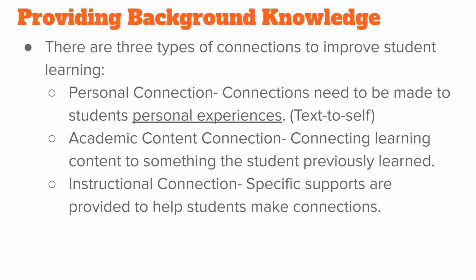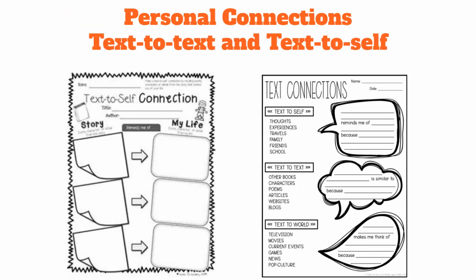The second type is an academic content connection, and the teachers are applying an academic skill to another academic skill or something that they're learning more about. It might also be a spiral, where you learn a basic skill and then you use that skill to learn another skill. An instructional connection is where the teacher creates a connection for the students to something that they're currently learning about. So we're going to look at some examples of ways to provide background knowledge for students.